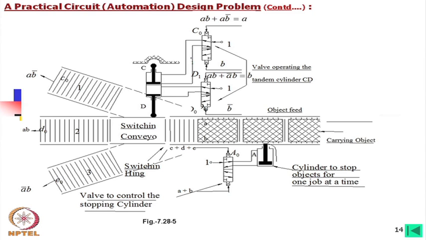So, what is done basically when the object is coming? First of all, what should we do? We must stop it, and then we should recognize what it is, the type recognition. So, definitely there should be a sensor which will recognize what object it is. Okay. Now, while it is being recognized, it should be held here, it cannot simply pass.